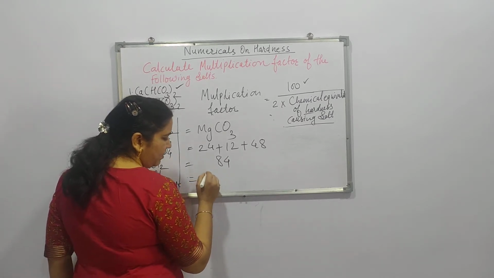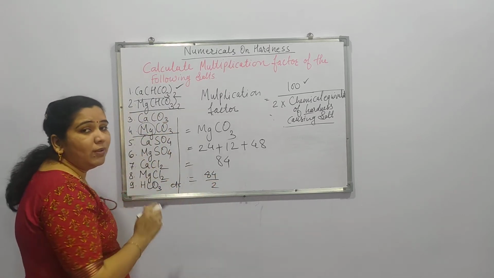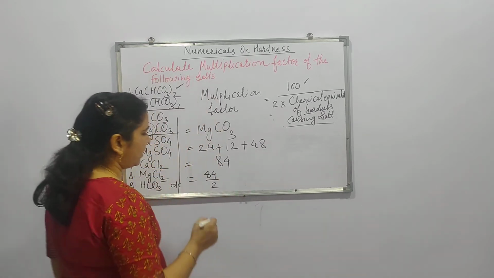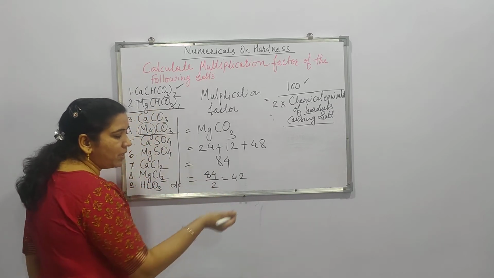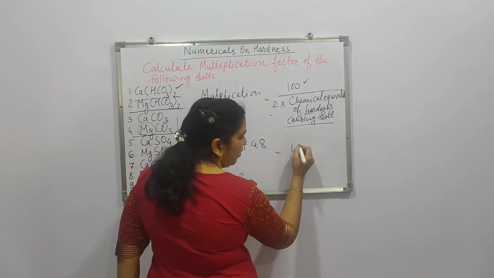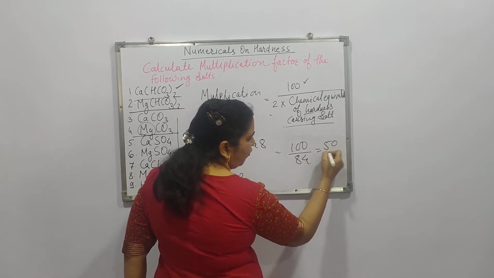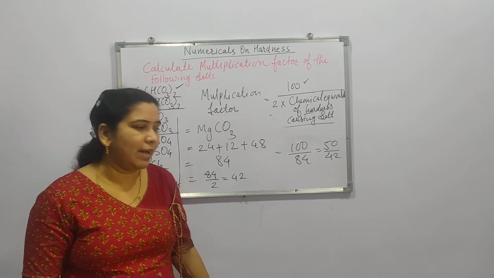So the equivalent weight is 84 upon 2, because magnesium is di-positive, so it has valency plus 2. That is equal to 42. So the multiplication factor is 100 upon 84 or 50 upon 42. It is the multiplication factor of magnesium carbonate.